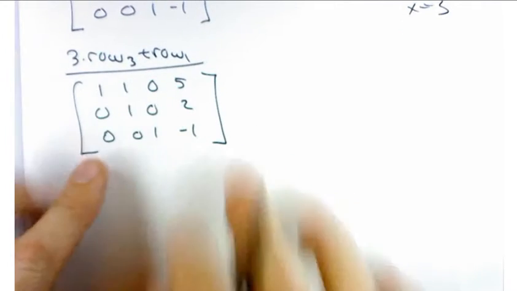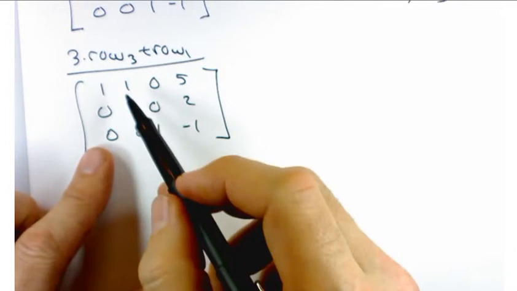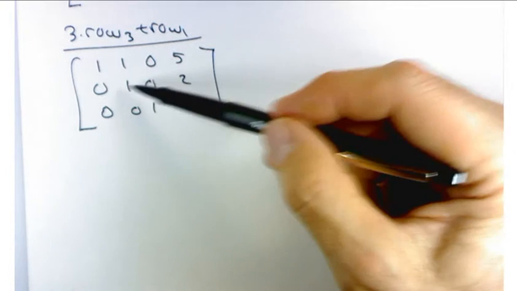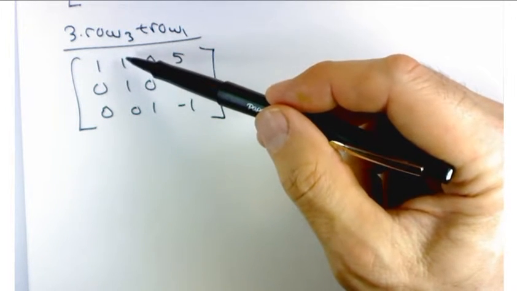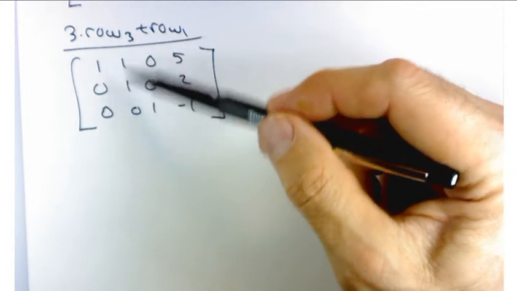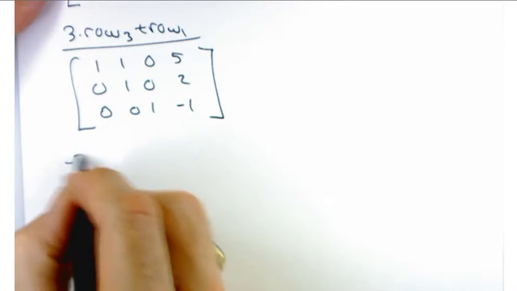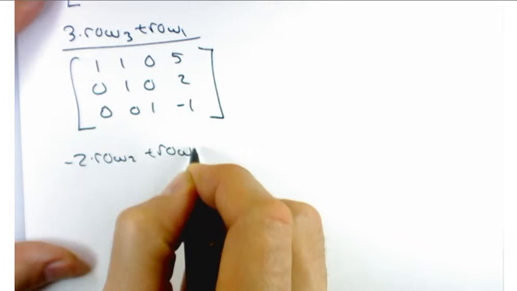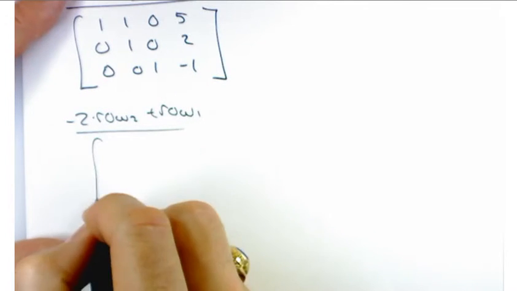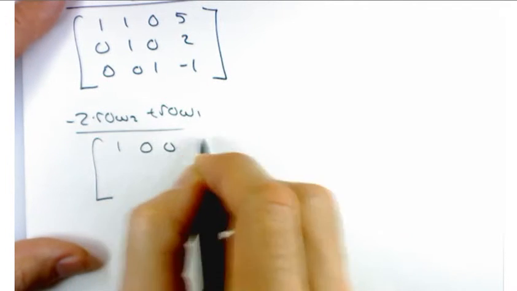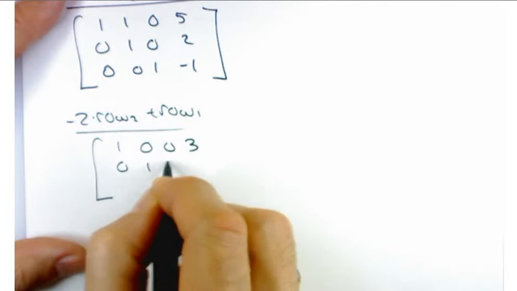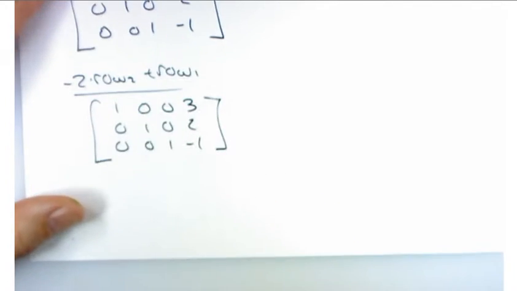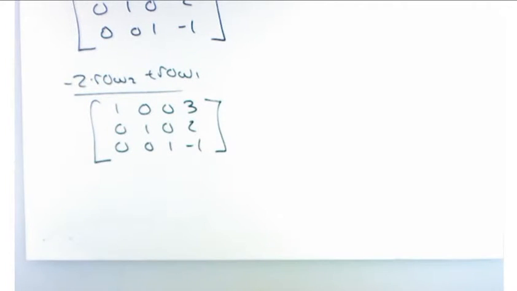And there's one last thing I've got to do to put this in reduced row echelon form, and that would be to get rid of the 1 here. Times row 2 by negative 1. So negative 2 times row 2 added to row 1. And I have 1, 0, 0, 3, 0, 1, 0, 2, 0, 0, 1, negative 1. And you can read off the solution that we got like 5 minutes ago.